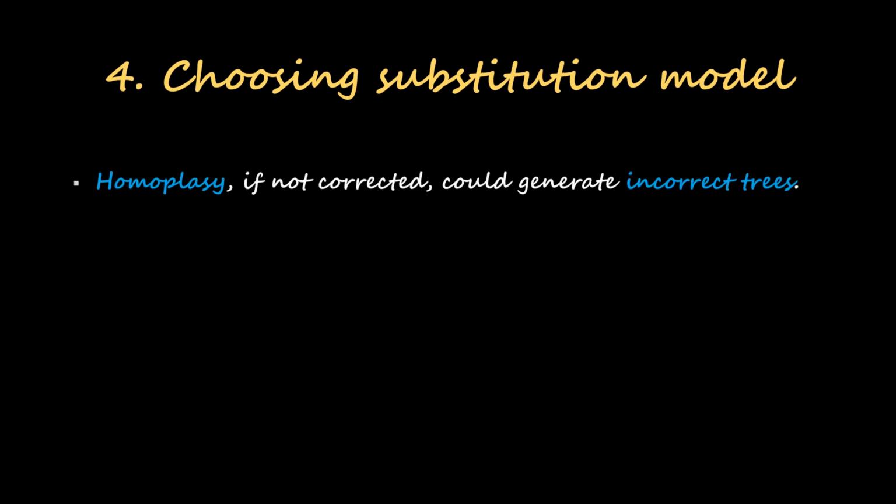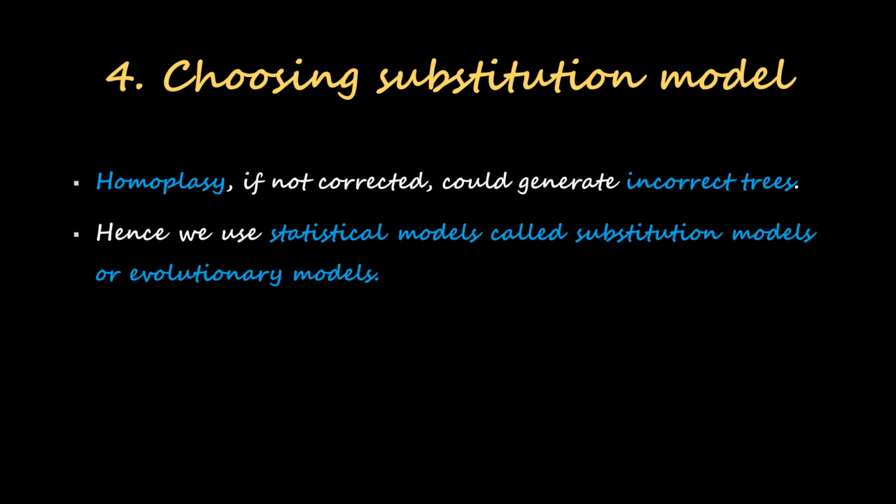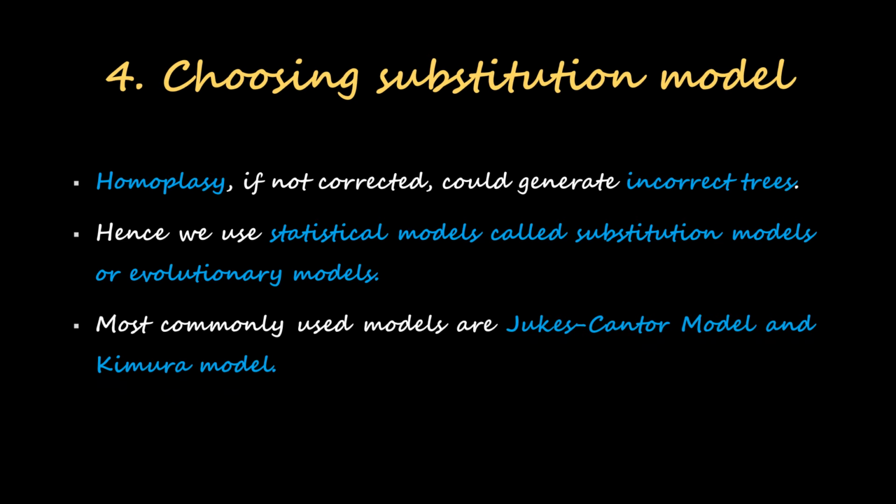Next is choosing substitution model. Homoplasy, if not corrected, could generate incorrect trees. So what can we do to correct it? Hence we use statistical models called substitution models or evolutionary models. Most commonly used models are Jukes-Cantor model and Kimura model. These are the two substitution models which we use to prevent the effect of homoplasy.